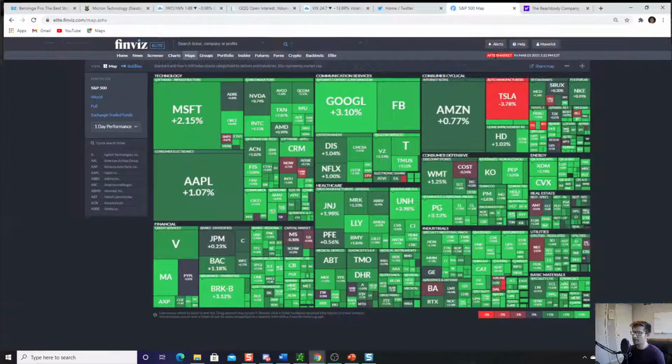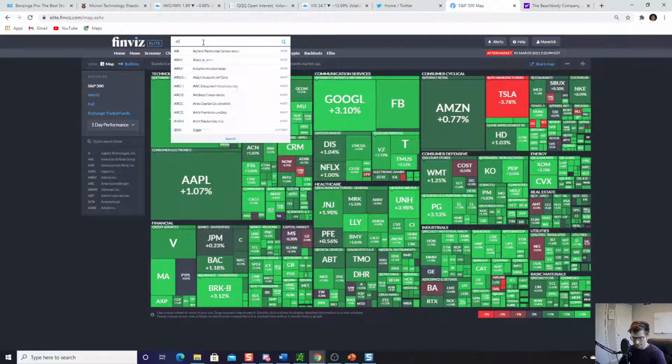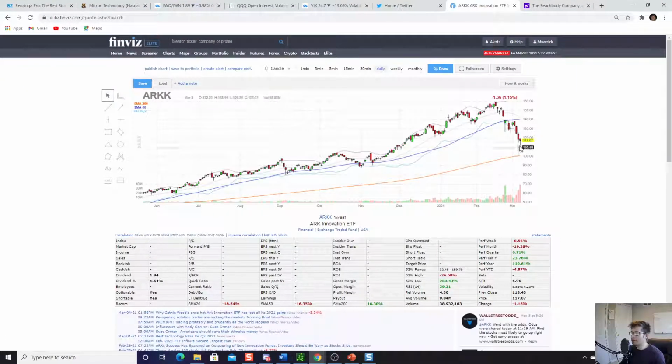So if you look here, ARKK, this is another one that completely slipped into the abyss. It was approaching that 200-day moving average, and a lot of dip buyers came in. So we'll see. Five years from now, are people going to be happy they bought this ARK fund, 30% off the highs? I'd think so, five years from now.